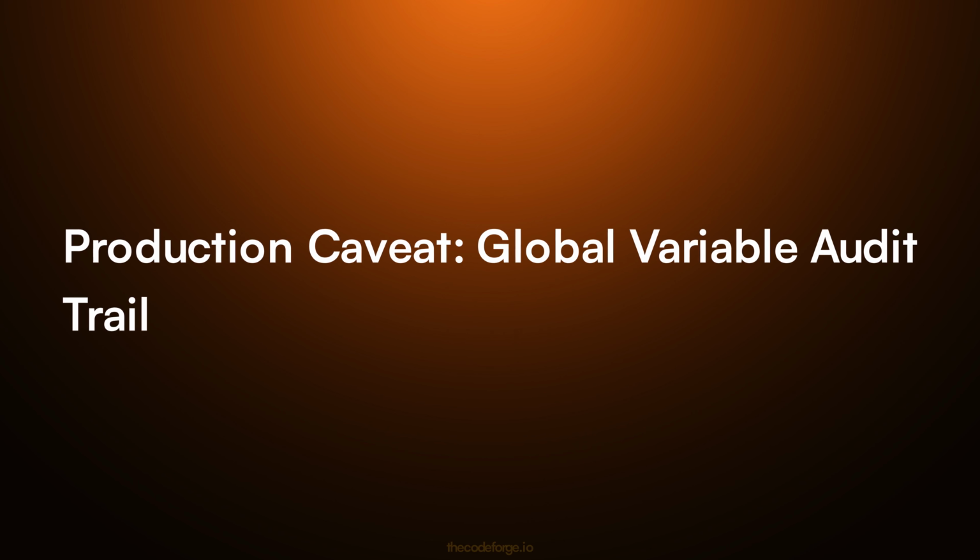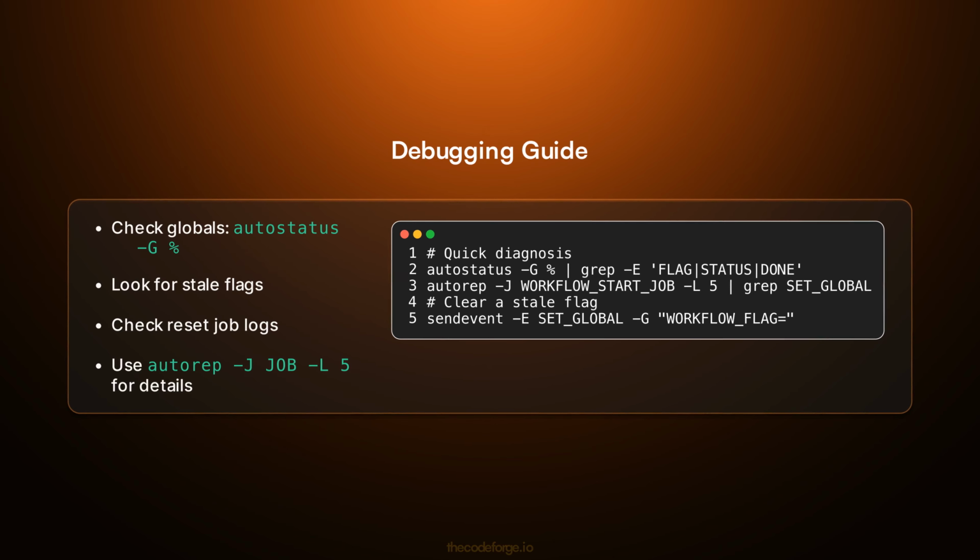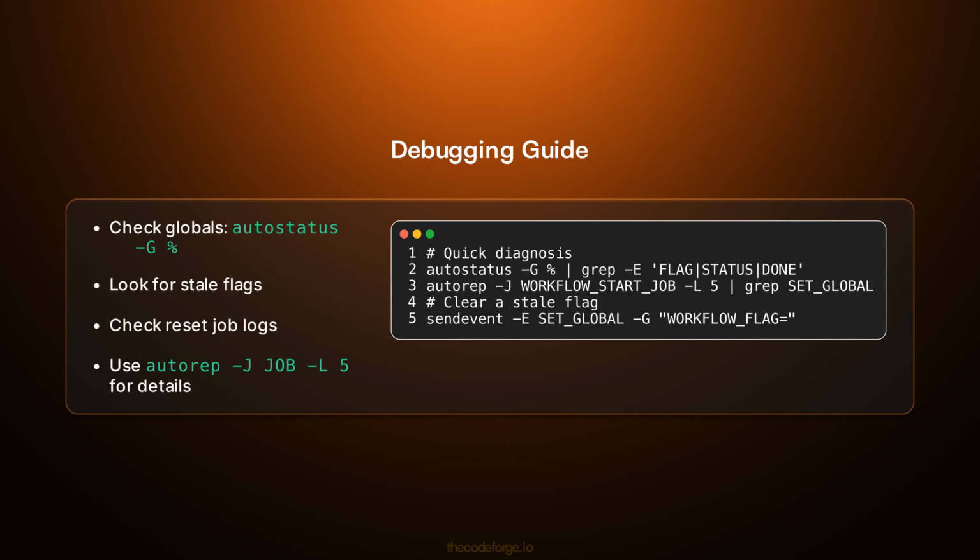Production caveat: global variable audit trail. When a workflow skips, first check your global variables. List them all with autostatus G% and look for stale flags. Check the reset job's logs. If a flag is still set from a previous run, clear it with an empty setGlobal.